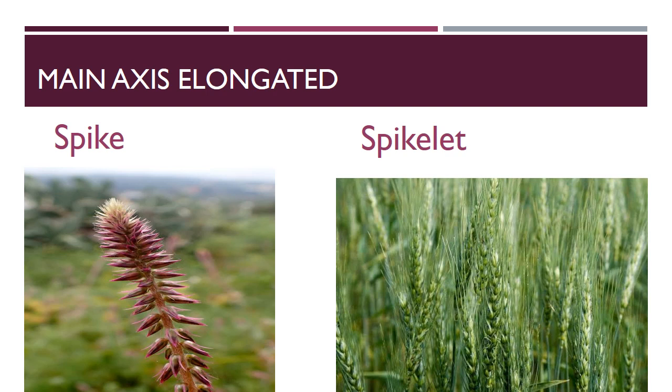Each sessile flower has a lemma, then palea. Okay. Then a very good example for spikelet is paddy or wheat. This picture is a wheat picture. The wheat is the best example for spikelet. Okay. Can you understand?